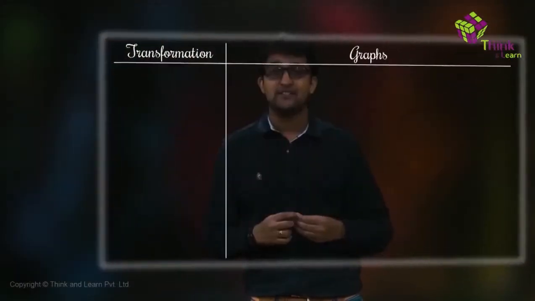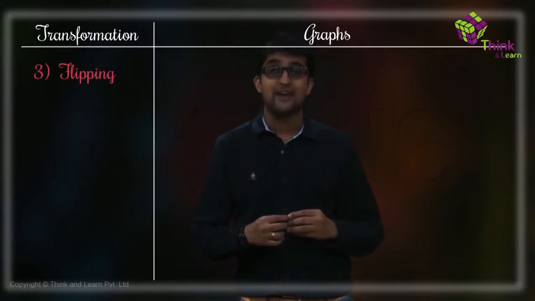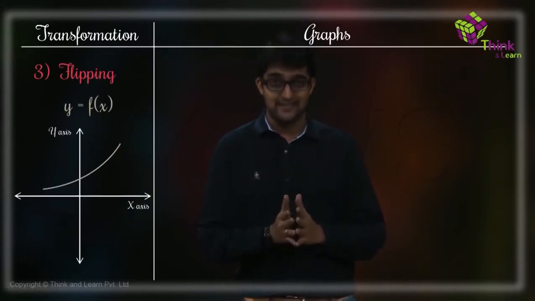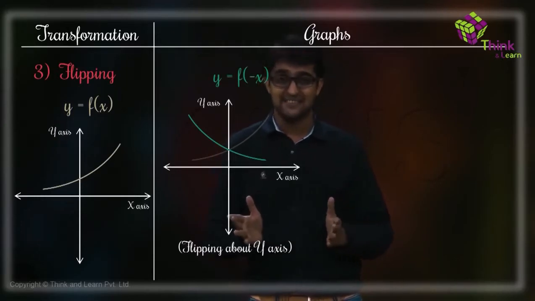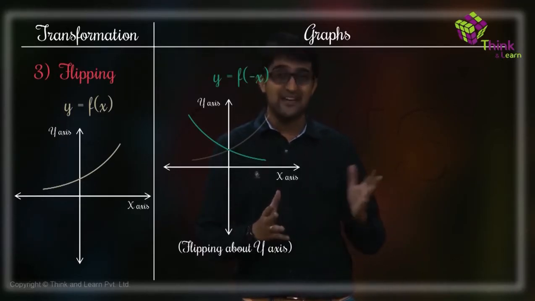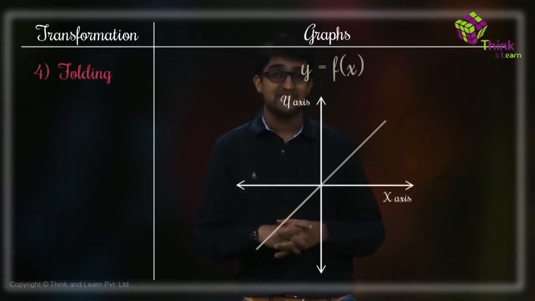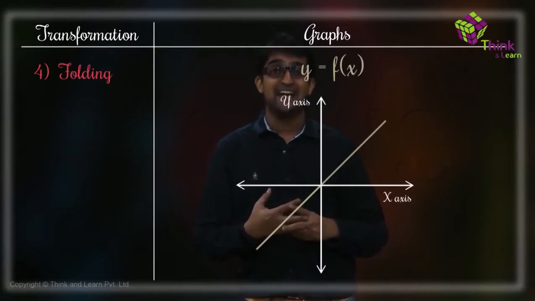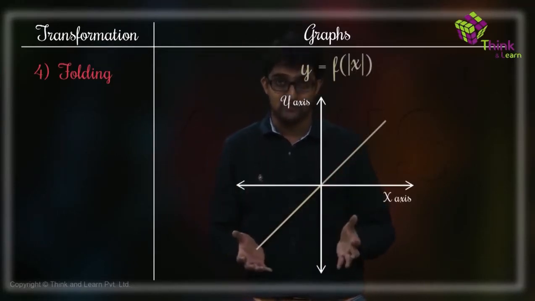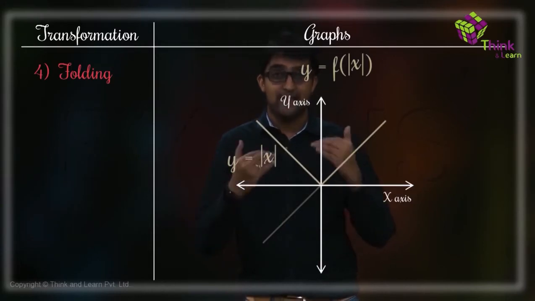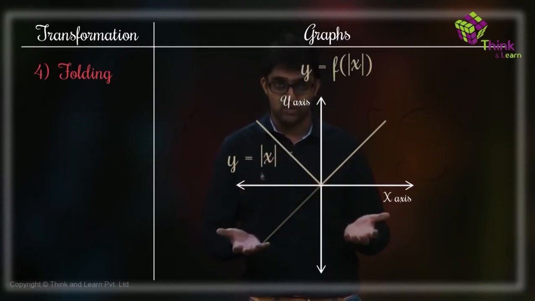The third transformation you did was flipping. You had a function y is equal to f of x. If you did y is equal to f of minus x, it got flipped along the y-axis. If you did y is equal to minus f of x, it got flipped along the x-axis. The fourth transformation you did was folding, where you apply the idea of modulus on the function. So what happened? It got folded from the negative side of the y-axis to the positive side of it.